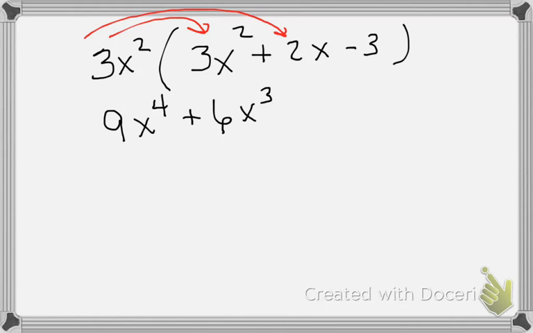Alright, then one more. 3x squared to negative 3, so I'll just multiply the numbers together. That would be a negative 9, and it would be x squared. And so this would be my answer.